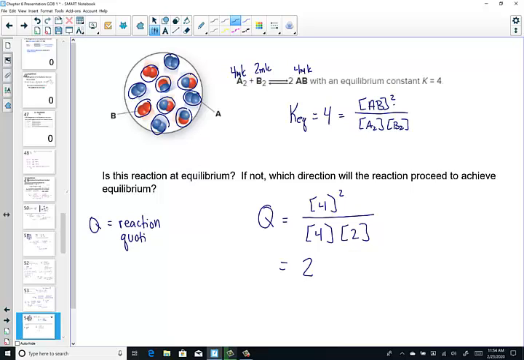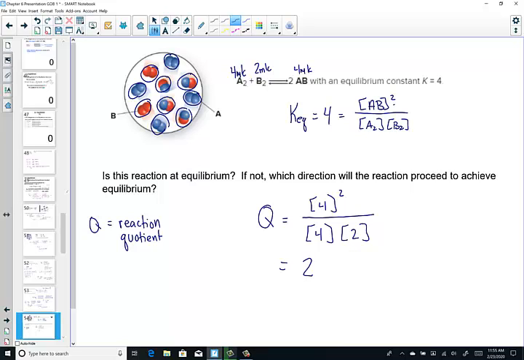Quotient means to divide, right? And so I'm just dividing. I'm not going to call it K because K would assume we're at equilibrium, and we're not, so I'm just going to call it Q. The letter just stands for the quotient of products over reactants.